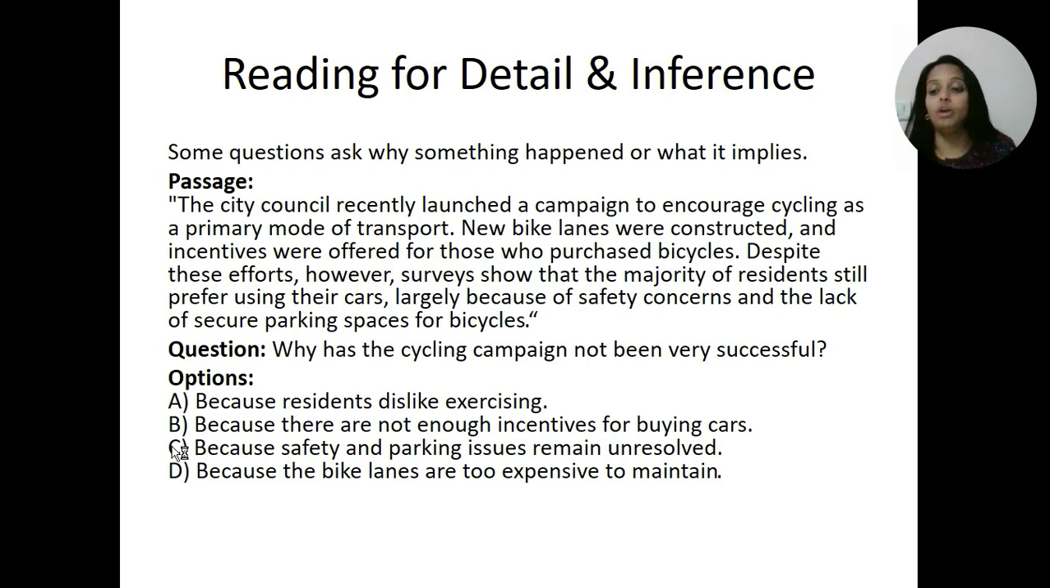Despite these efforts, however, surveys show that the majority of residents still prefer using their cars, largely because of safety concerns and the lack of secure parking spaces for bicycles. Got it? And the question here is, why has the cycling campaign not been very successful? You have four options: because residents dislike exercising, because there are not enough incentives for buying cars, because safety and parking issues remain unresolved, because the bike lanes are too expensive to maintain.